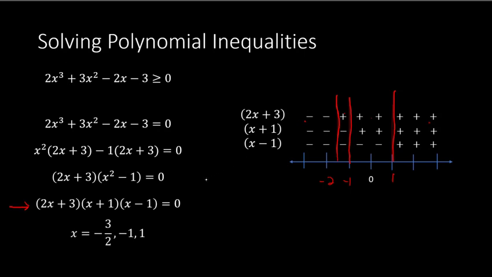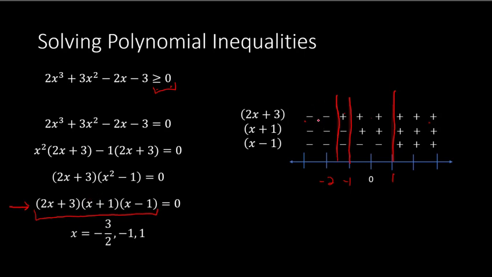So from here, you now need to think through that when you multiply these 3 factors together, the 2x plus 3, x plus 1, x minus 1, within which intervals will that product be bigger than 0? In other words, when will it be positive? If it's greater than or equal to 0, that means it's got to be a positive number. So where will the product be positive? That's going to be when you have an even number of negative numbers.